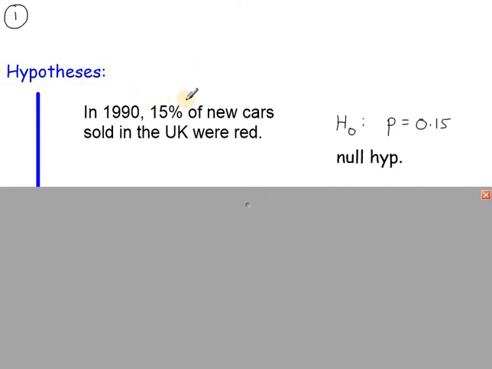In 1990, 15% of new cars sold in the UK were red. So here is the first hypothesis, the null hypothesis, the no change hypothesis, H0. P is a proportion and it's equal to 0.15, a value between 0 and 1. We don't write percentages here.